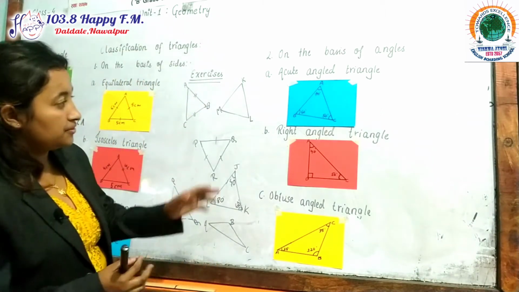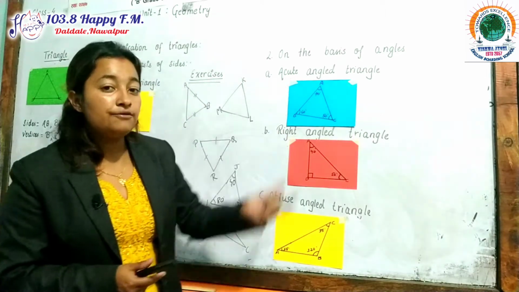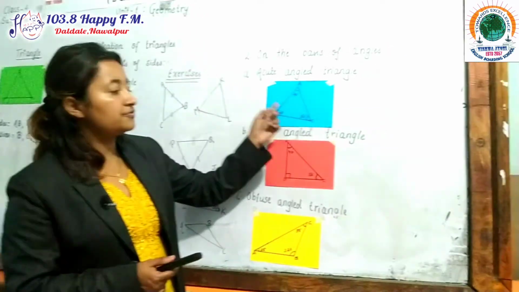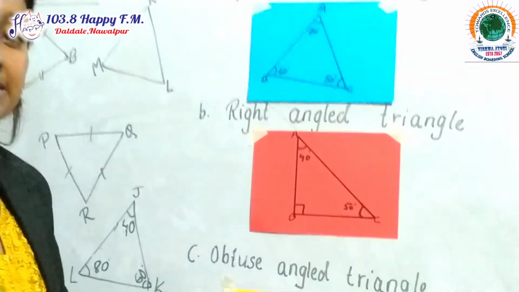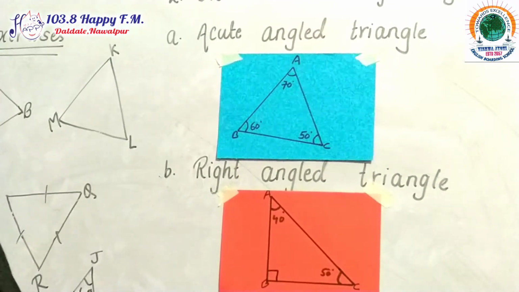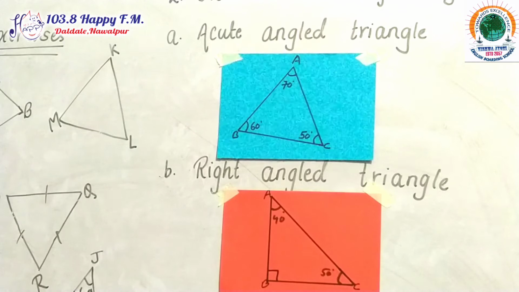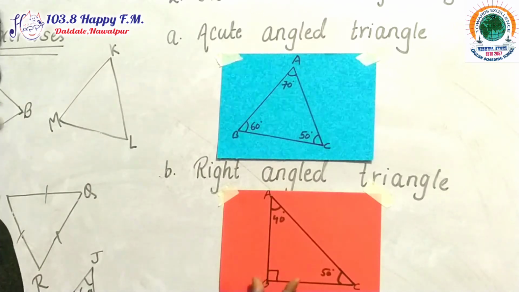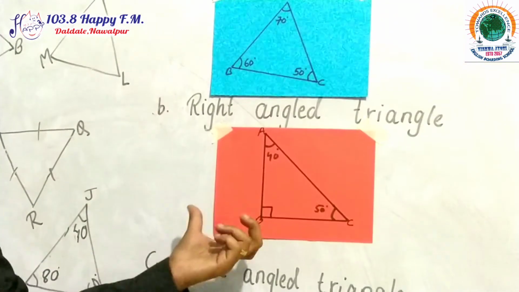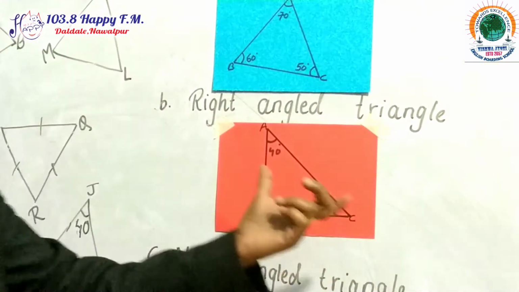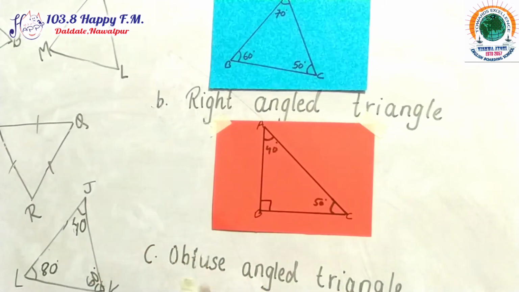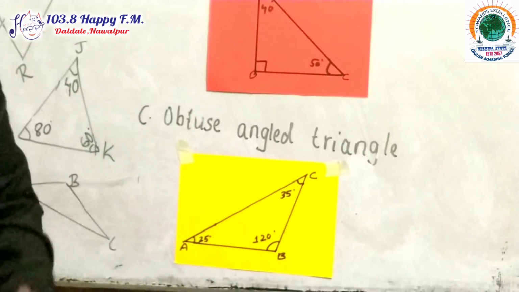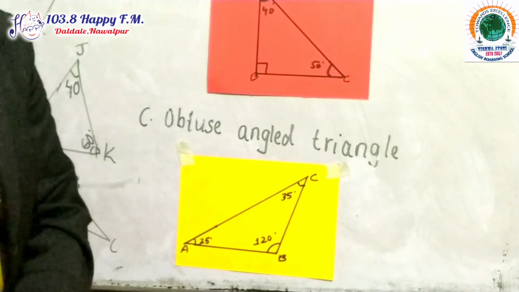I will repeat it for you again. You can find the difference here. If all the angles of the triangle are less than 90 degrees, it is called an acute angle triangle. Similarly, if one of the angles of the triangle is exactly 90 degrees, then that type of triangle is called a right angle triangle. Similarly, if one of the angles of the triangle is greater than 90 degrees, then that type of triangle is called an obtuse angle triangle.